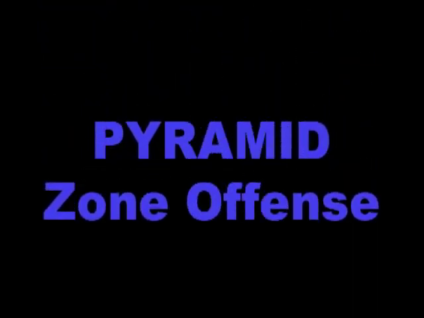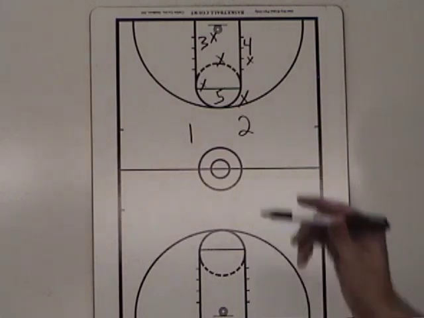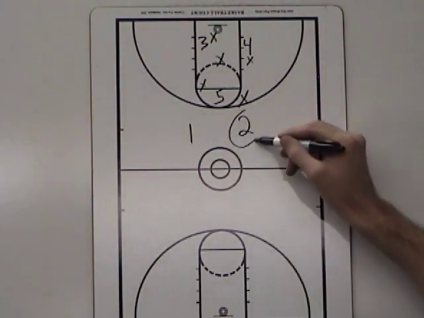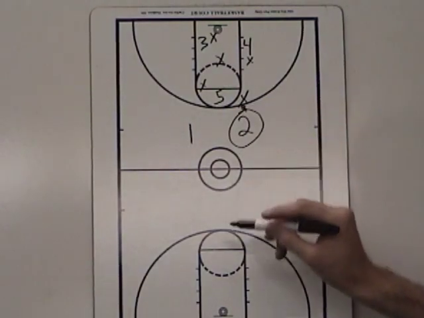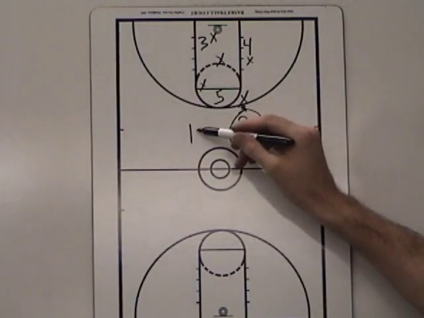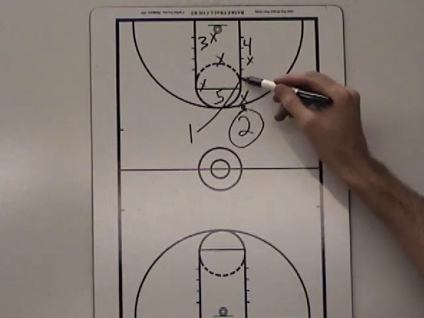Pyramid offense is the offense we run against all zone defenses. It's been a great success for us. You really only need one really good shooter to run it and a couple of decent post players, or just one good post player.